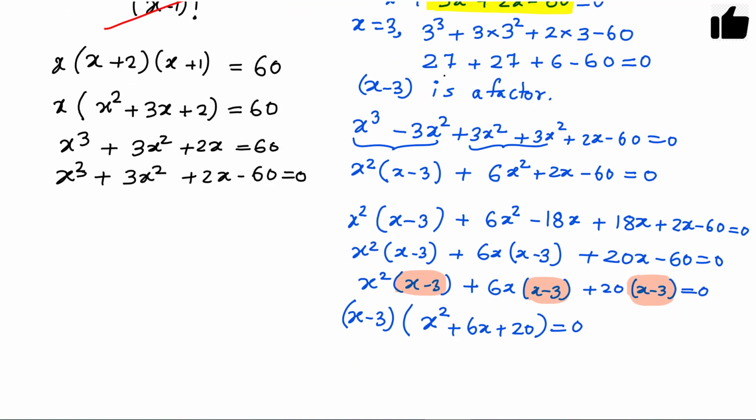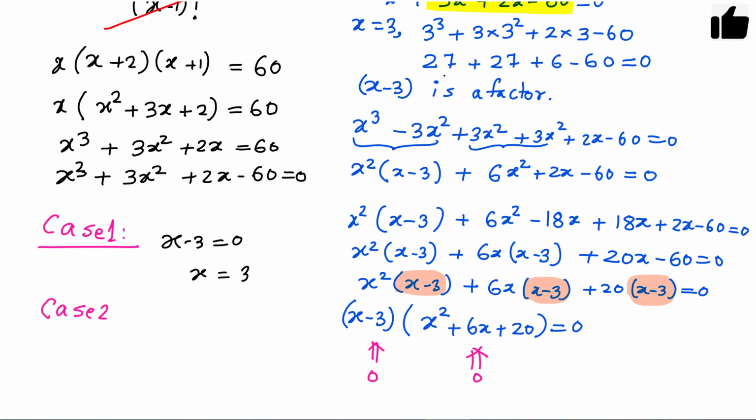Now you can have two possibilities. Either this term is 0 or this term is 0. So in case 1, you can have x minus 3 equals 0. This means x equals 3. Now in case 2, you have x square plus 6x plus 20 equals 0.